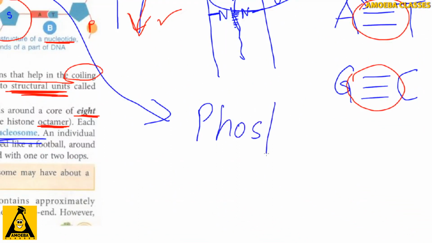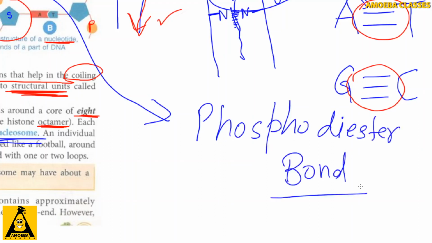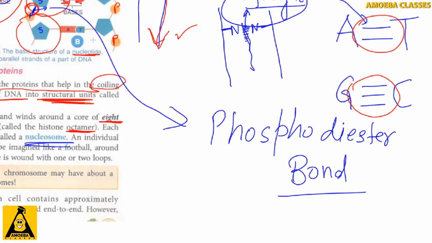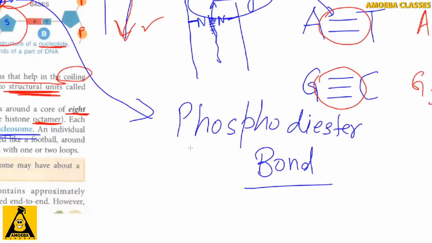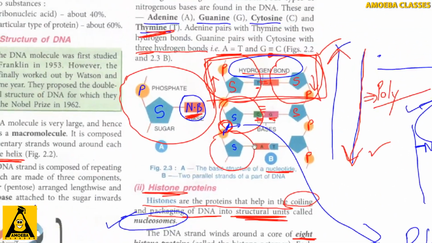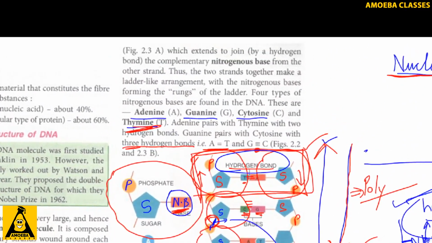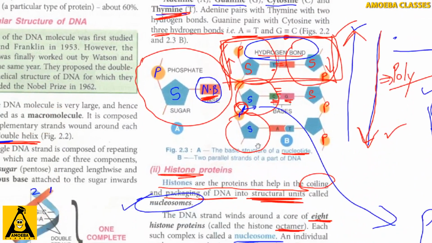Phosphodiester bond. That means the two chains of nucleotides are bonded by hydrogen bonds, and the polynucleotide chain is bonded one below the other by the phosphodiester bond. So make sure that you remember these things. Everything is written over here. You can pause the video and read it.